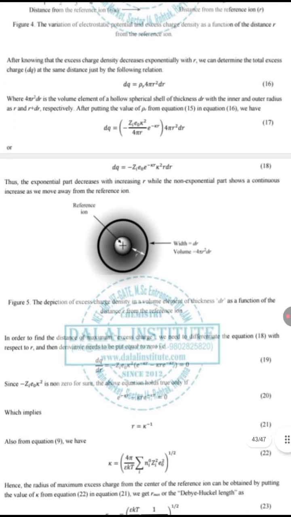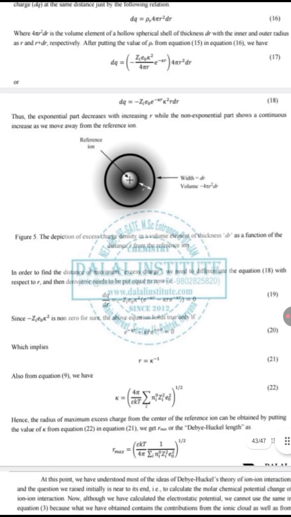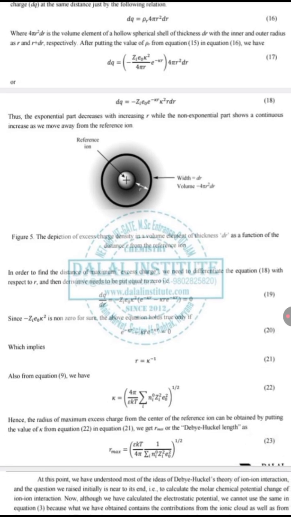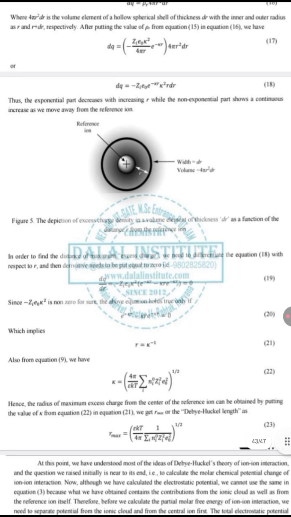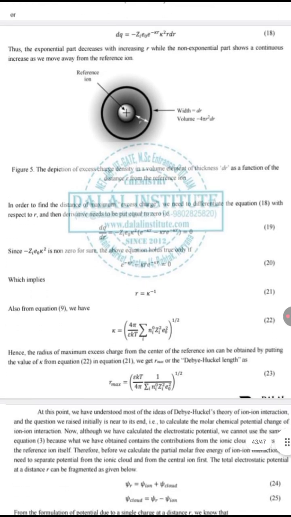After knowing that the excess charge density decreases exponentially with r, we can determine the total excess charge dq at the same distance using the following relation. dq equals ρ(r) into 4πr² dr, equation 16, where 4πr² dr is the volume element of a hollow spherical shell of thickness dr with inner and outer radii r and r plus dr respectively. After putting the value of ρ(r) from equation 15 in equation 16, we have dq equals minus z_i e₀ κ² e to the power minus κr divided by 4πr into 4πr² dr, equation 17.